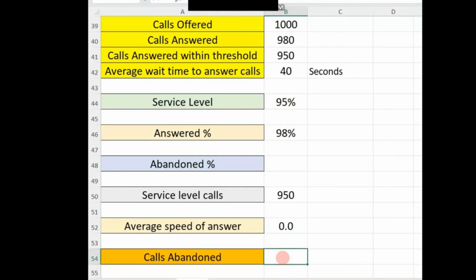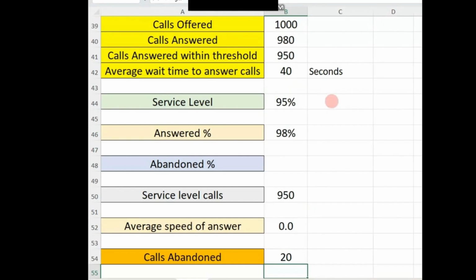The calls abandoned formula means how many calls have been abandoned out of total calls offered. So to find out here, calls offered is 1000 and calls answered is 980. So a total of 20 calls have been abandoned. With the help of this formula, you can get to know 20 calls have been abandoned out of these 1000 calls. This can be asked in the interview. You will get the calls offered and calls answered, and with the help of this formula, you can find out the number of calls that have been abandoned.